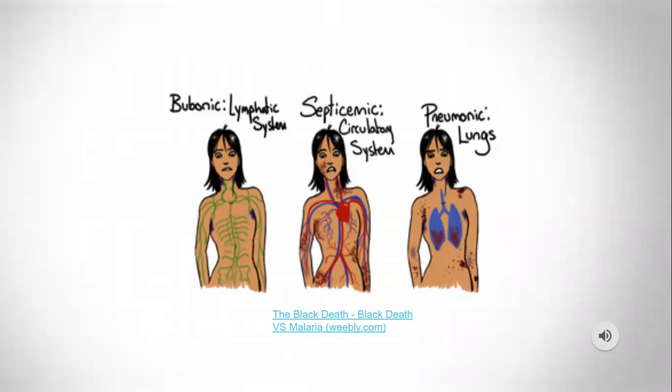So here's a picture depicting what the three different variations would affect. There on the left, as you can see, it shows how the bubonic plague will affect the lymphatic system. In the middle, with the heart and veins, it shows how the septicemic plague will affect the circulatory system. And on the right, with the picture of the lungs, it shows how the pneumonic plague will affect the lungs.